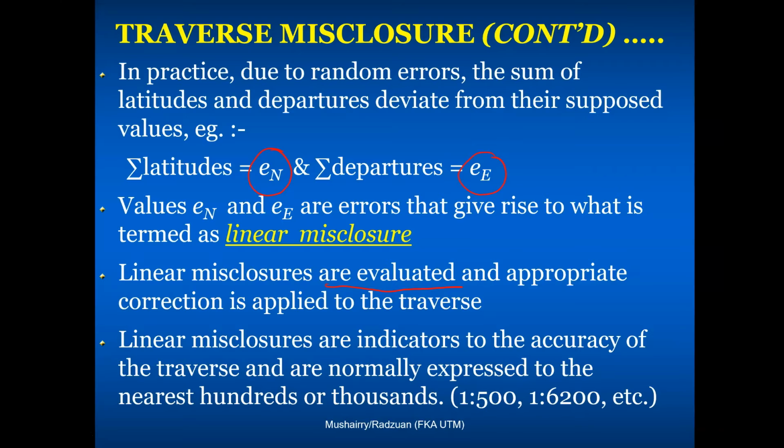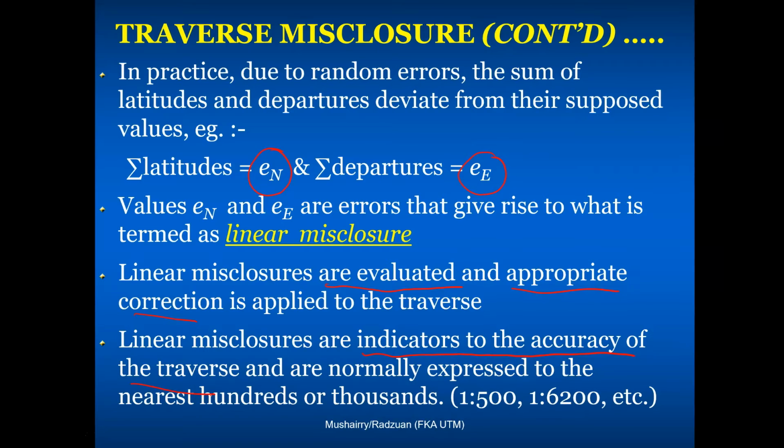There's a standard that we adopted. If it's not up to the standard, you may have to repeat your traverse work. And then we're going to apply the appropriate correction, provided that we have met the standard. Another important thing to note, when you write down your linear misclosure, because they are basically indicators of the accuracy of the traverse.